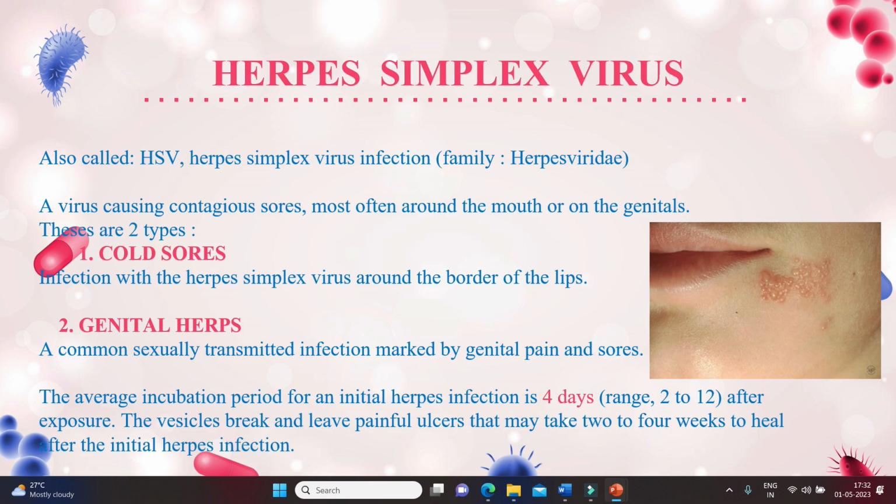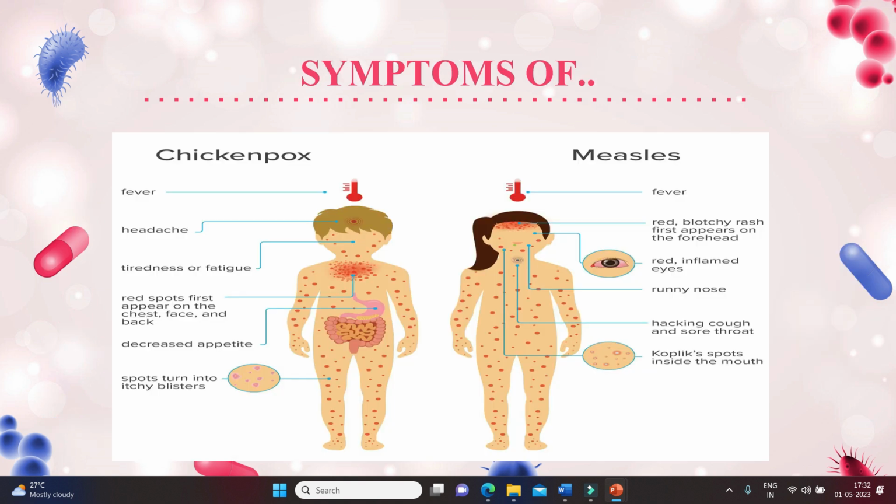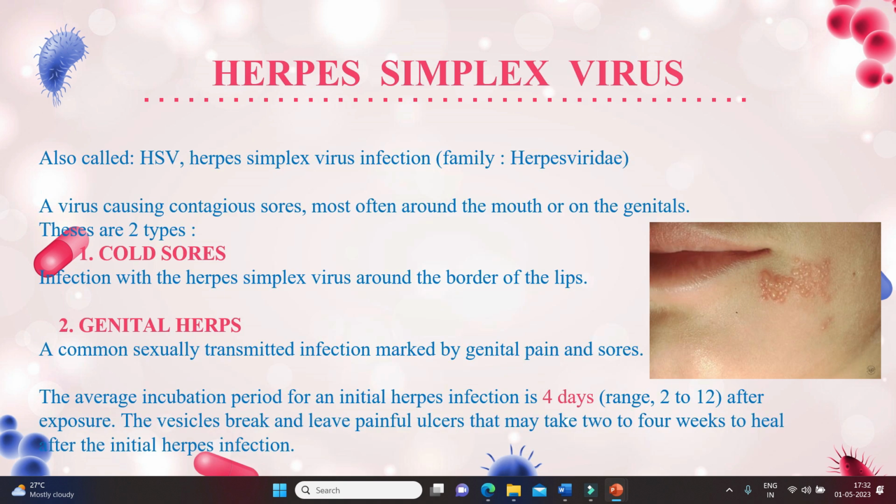These are the symptoms of chickenpox and measles. Similar symptoms we can see here: fever, headache and blisters filled with fluid, running nose, body ache, and spots. Itchy blisters appear on the skin.